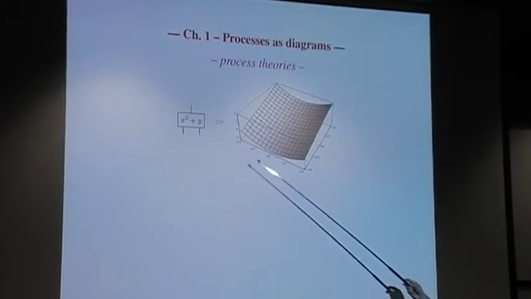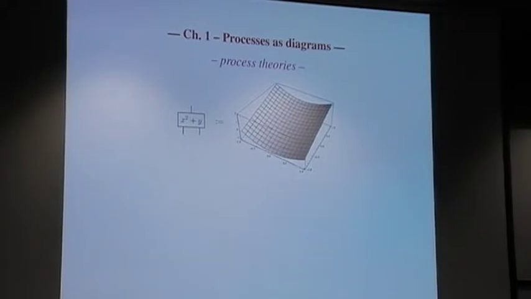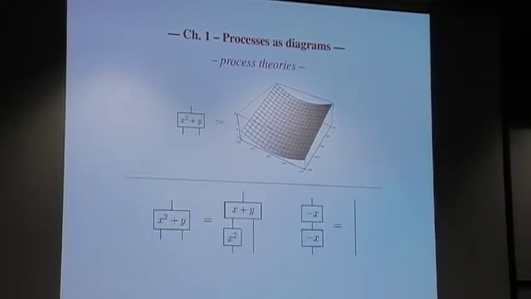Another example is if you see a mathematical expression like this, then you really think of a function, which we represent here by the graph. And then you can write down equations in terms of your boxes too, like negative of negative is identity, for example. This idea is fairly easy.